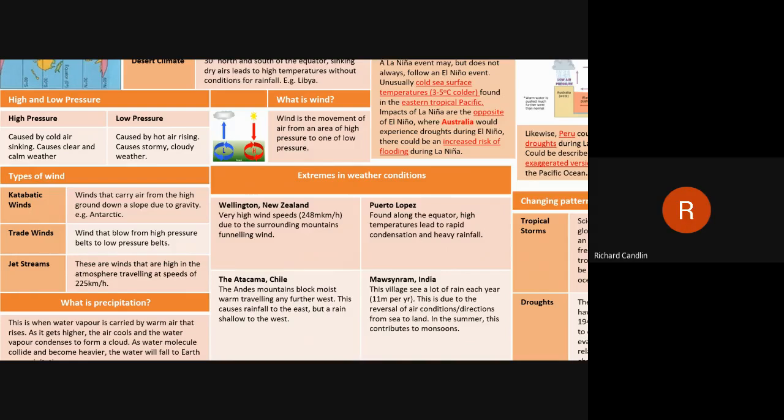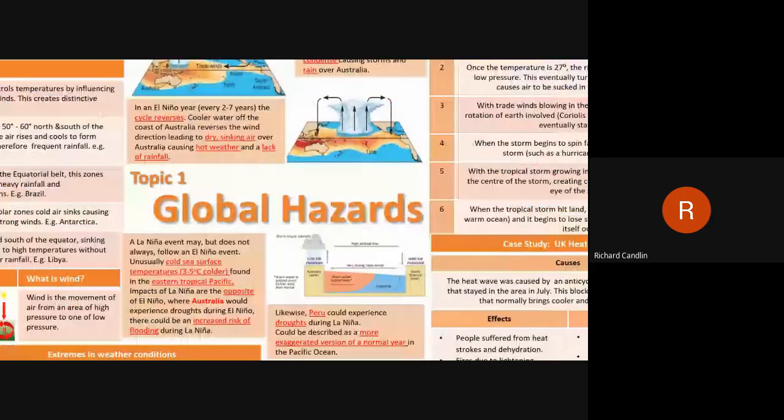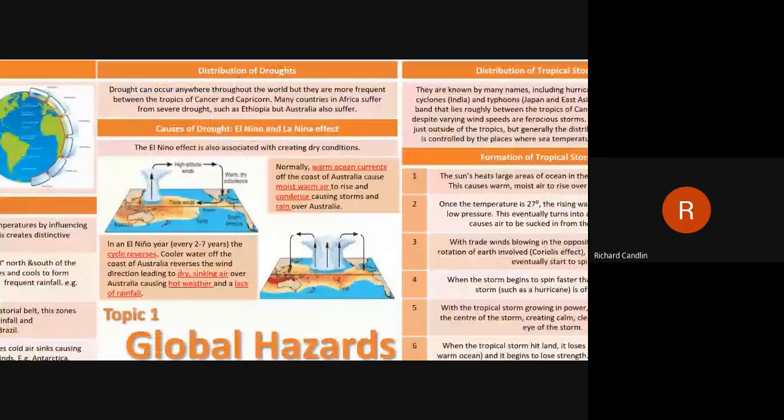So obviously, all the water vapor gets evaporated, especially when it's hotter, and it goes up into the clouds. As it gets higher, it begins to cool down, and then all the water vapor condenses to form an actual cloud. And then when it gets really, really heavy, it just comes back down to earth as precipitation.